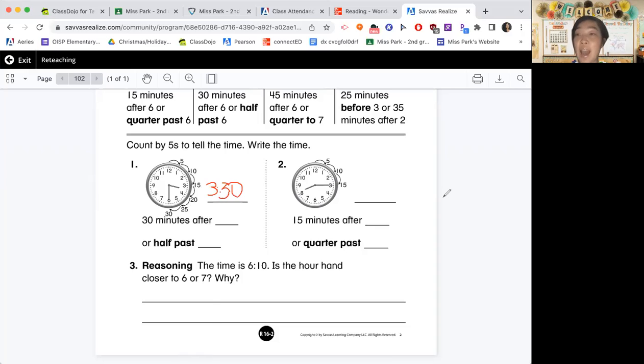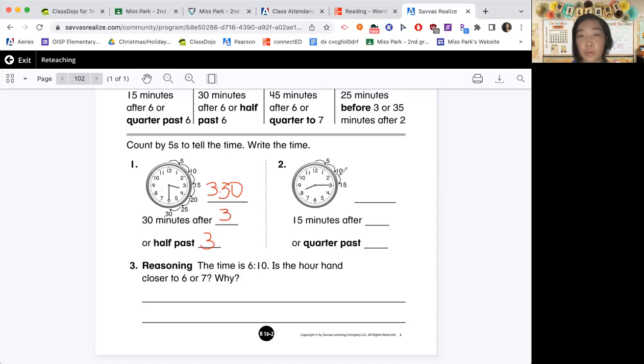So it's 30 minutes after what time? So 30 minutes have passed from 3 o'clock, or it's a half past 3. If someone says it's half past 3, that means that it's 3:30. So right now it's 10:24. At 10:30, it's going to be half past what? 10. Half past 10. Very good.